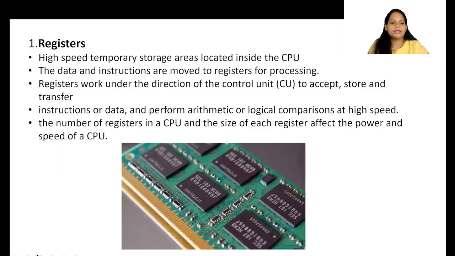The very first one is registers. Now what are these registers? Let's see in detail. Registers are high-speed temporary storage areas located inside the CPU. These are available inside the CPU itself, and they are very high speed, and their storage is very small. The data and instructions are moved to the register for processing. This means whenever the CPU needs certain data, for example if it is calculating a plus b and it needs those values, then they will be moved from RAM or cache to your registers.